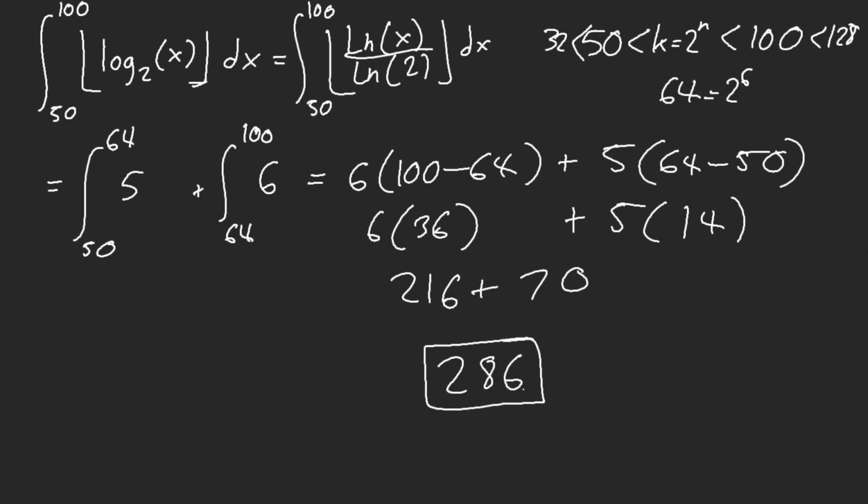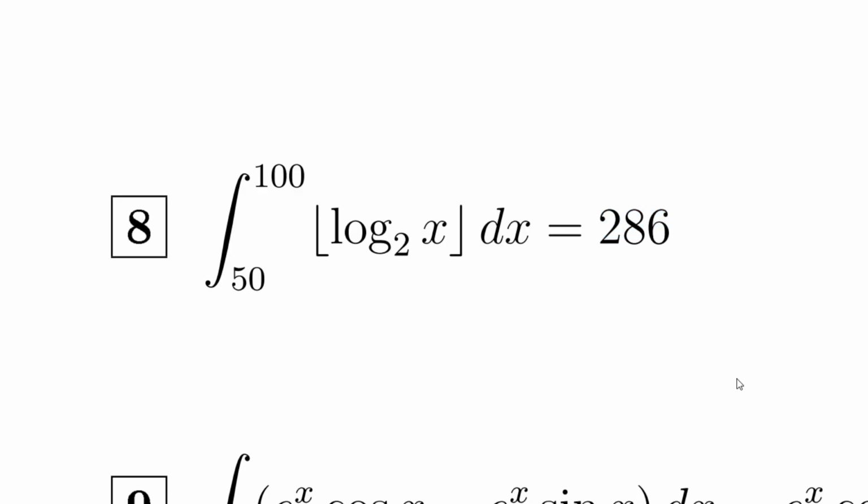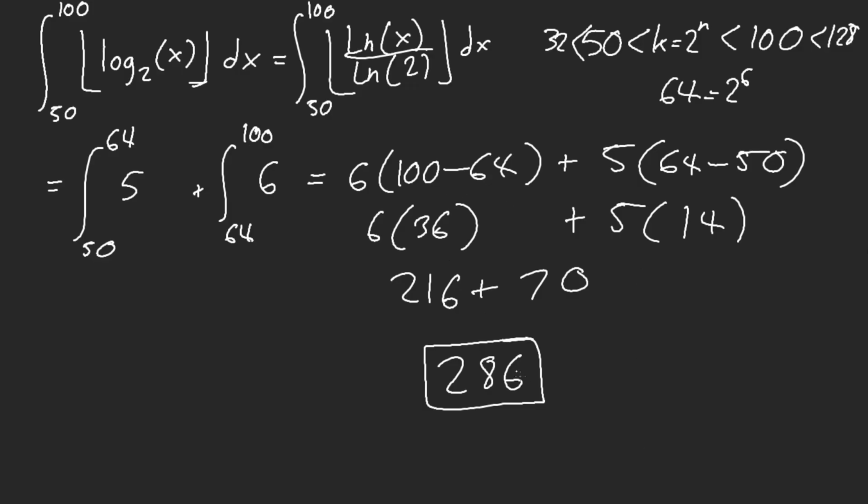And that is our answer. And if I double check, yep, we got 286. Okay, so there you go. You could do a U substitution, but if you're very good with base numbers, especially in twos, this is probably the fastest way to go.